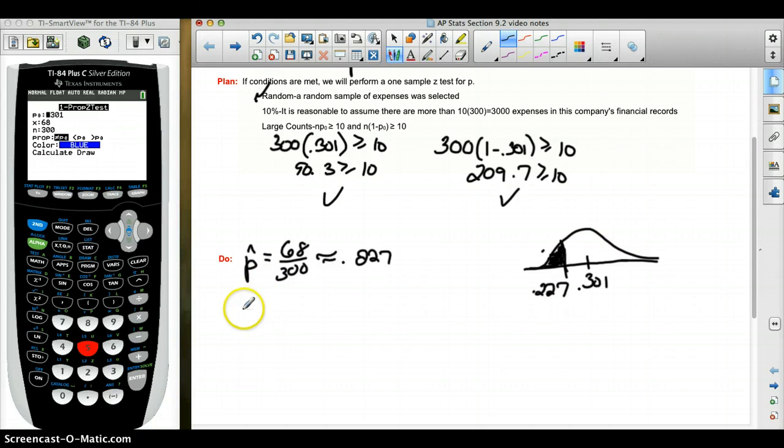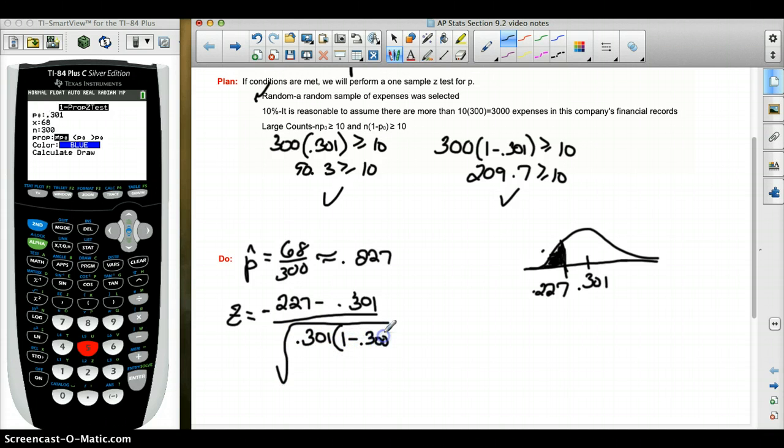So to do your standardizing of your test statistic, so remember z equals p-hat, so 0.227, minus your null parameter of 0.301, all over the standard deviation of your null parameter, 0.301 times 1 minus the null parameter, 0.301, all over your sample size, which is 300.